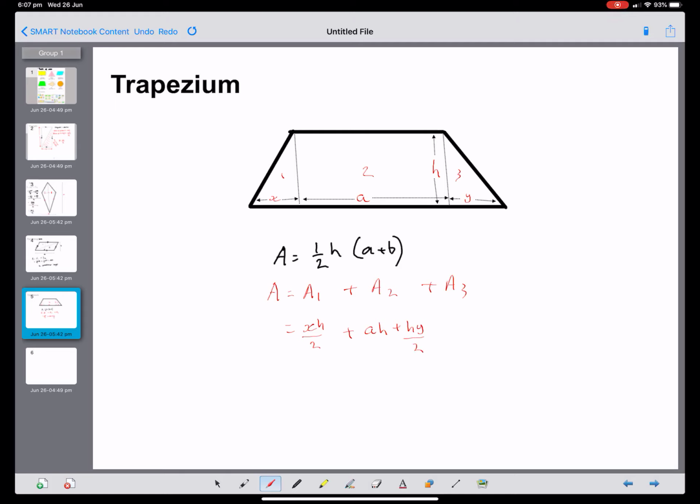Okay, so let's define the entire length of the base here. Okay, so let's call the base here B. So we know that B is going to be equal to X plus A plus Y.